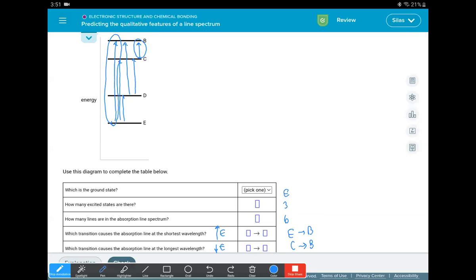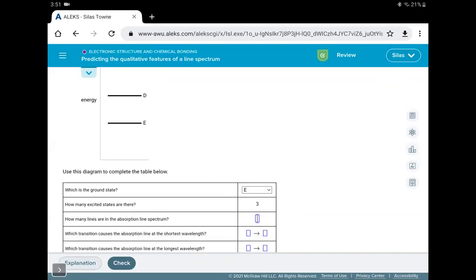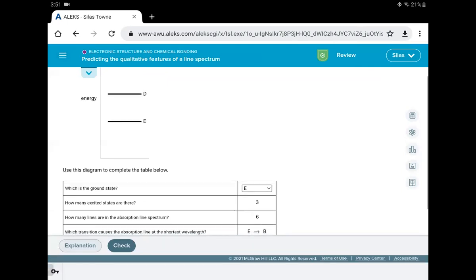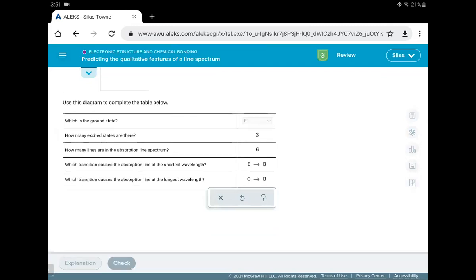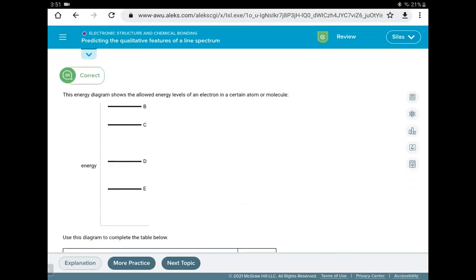So we're looking for the longest arrow you drew and the shortest arrow you drew, or drew in your mind. Okay, so let's plug this in. We got E, we got 3, 6, E to B and C to B. So we're going to start with E, 3, that's 6. We got E to B, we got C to B. There we go.